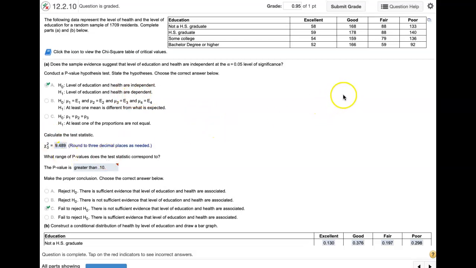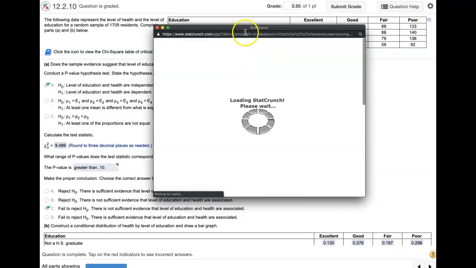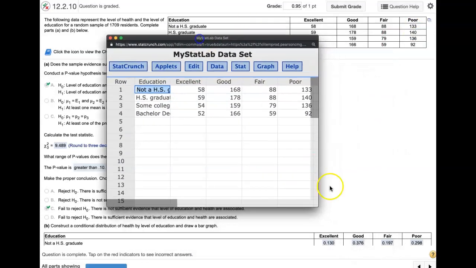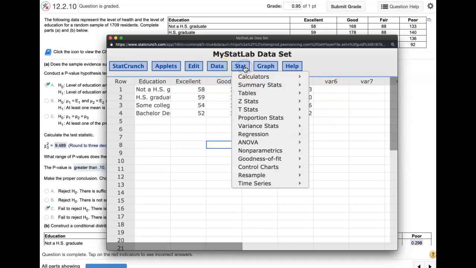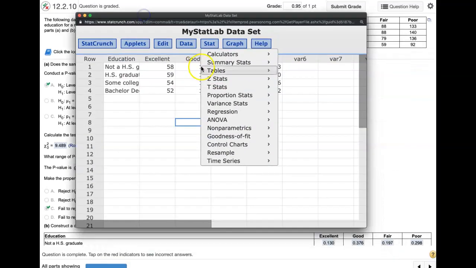And so we're going to use StatCrunch. We're not going to do this by hand. You could do all this stuff by hand, but I'm not recommending that. So you would open the data in StatCrunch. The information is put into a table, so the rows are level of education, and your columns are your health level. You're going to run a hypothesis test of independence.